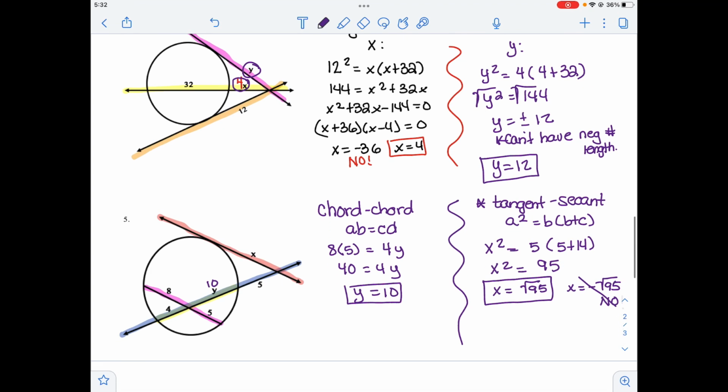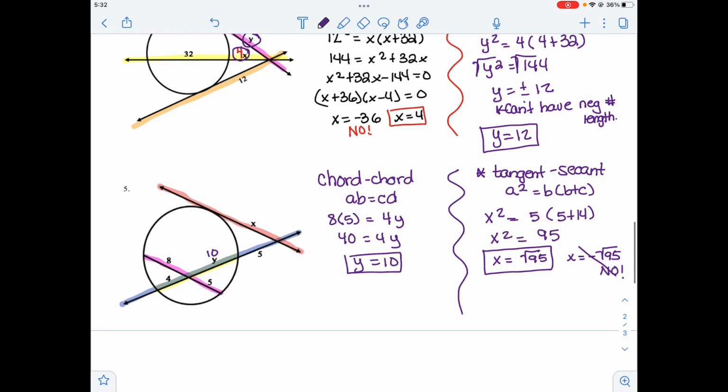Now for the last one, we actually have to look very closely. We have some extra pieces, and I started out with a chord. So we had a chord here and a chord here, and that helped me to find y. So I used my chord. 8 times 5 equals 4y, and got y equals 10. Now that I know my 10, this whole piece inside here I know is 14.